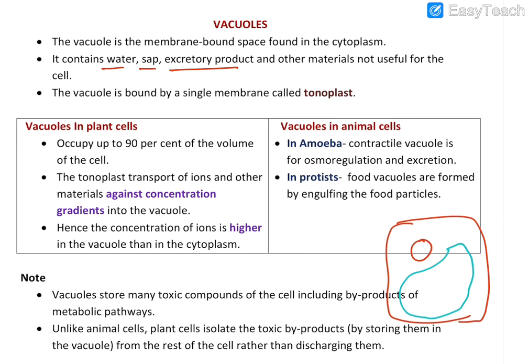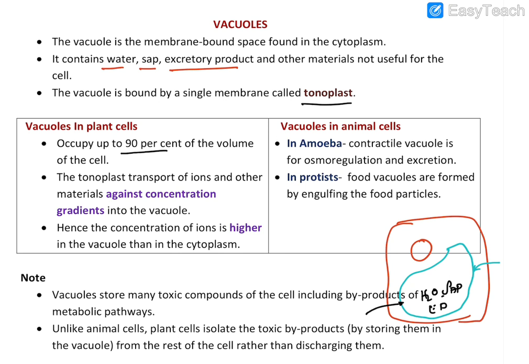So it is a single membrane bound organelle. The membrane that surrounds the vacuole, we call it the tonoplast. So the vacuole contains water, sap, and all the nutrients are present. Then it contains excretory product. In a plant cell, this vacuole represents about 90% of the plant cell volume.